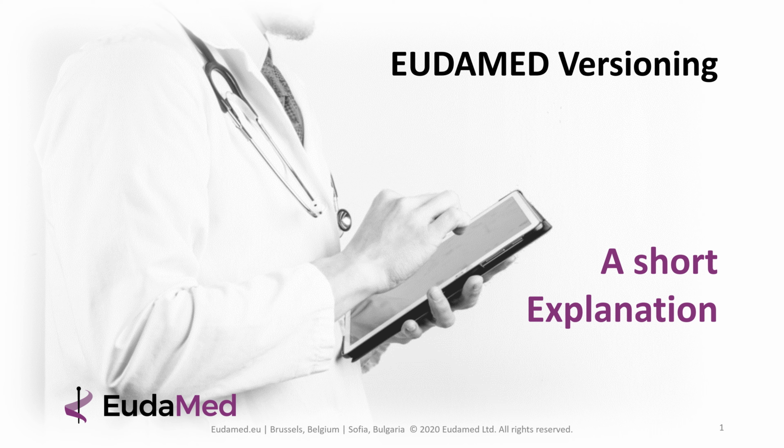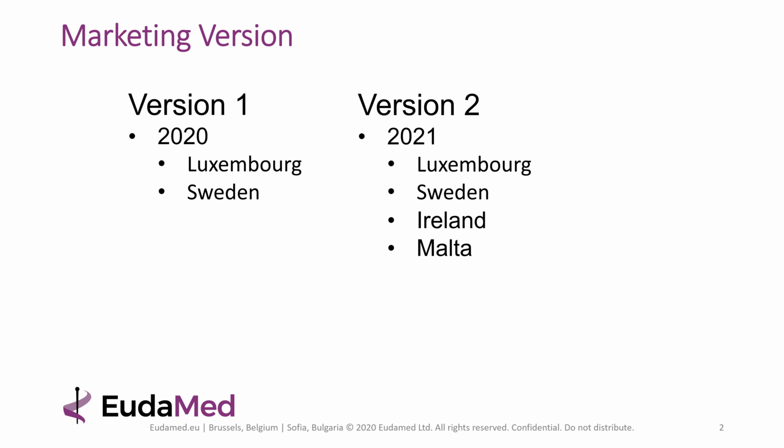For example, if we look at your marketing records, in 2020 you may want to market your products in, say, Luxembourg and Sweden. This would mean you consider marketing version 1. This would be the start date of 2020. So version 1, Luxembourg and Sweden.